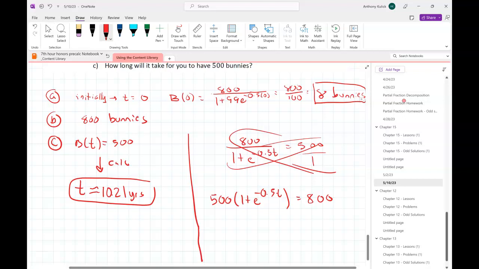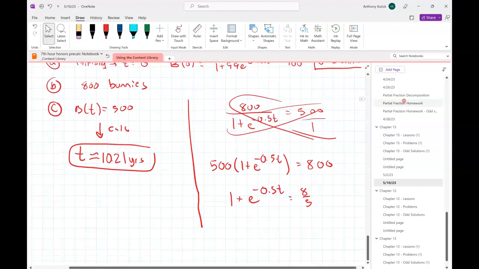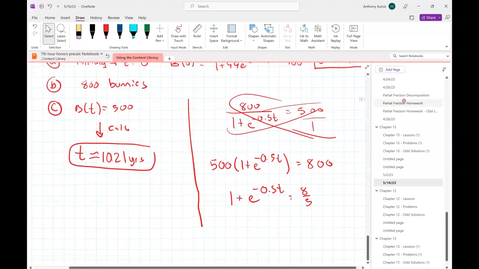Divide by the 500. Now I'm going to reduce that fraction because it's an easy fraction to reduce: 800 divided by 500 is just 8 over 5. But if you didn't want to, that's fine. If you don't want to risk it, it's all going in your calculator eventually, so you can hang on to the whole thing if you want. Not a big deal. What next?